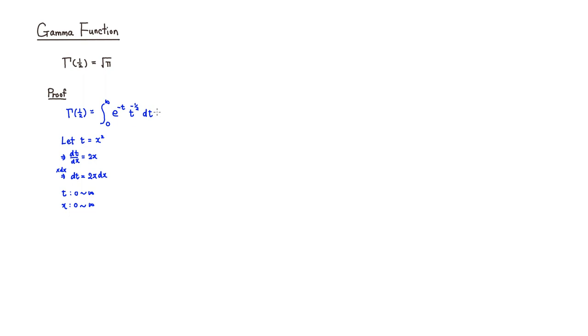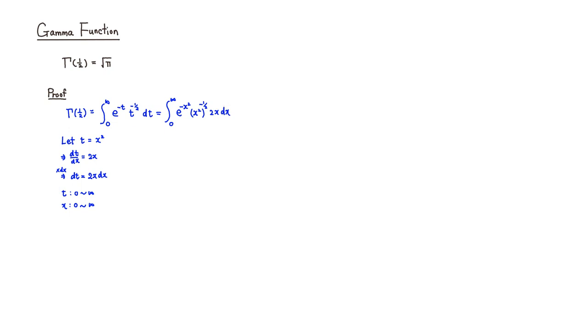So we can rewrite this integral as an integral still from 0 to infinity. We have e to the negative, t is now x squared, right? And then you have x squared, then you want to raise that to the 1/2 power, right? Then dt is 2x dx, right?